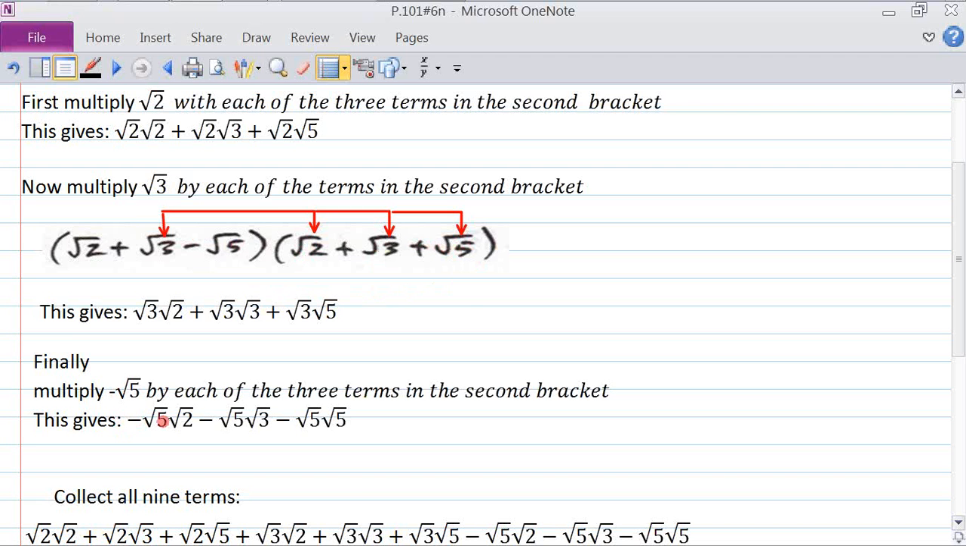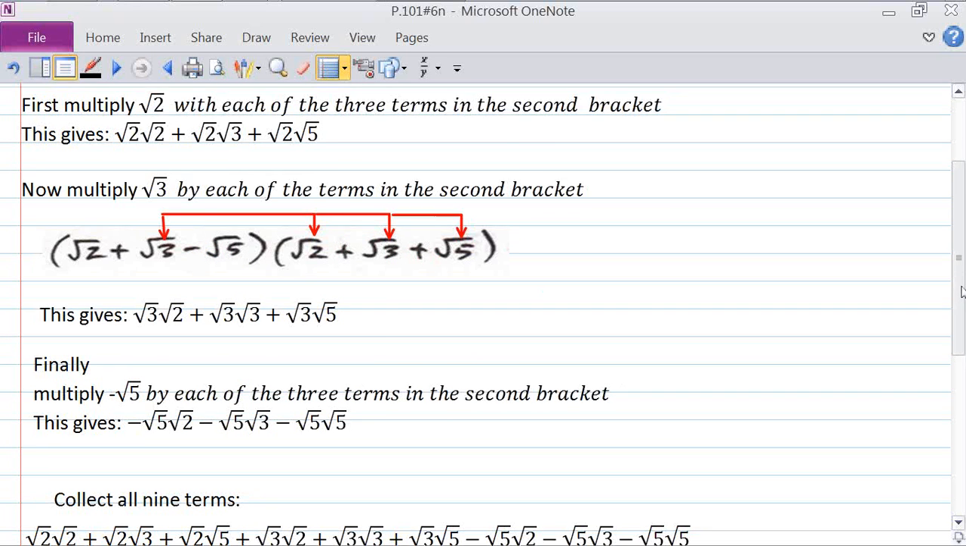So we get minus 5 root 2 minus root 5 minus root 2. We multiply this times this. We get minus 5 minus root 5 times root 2. Then we multiply the minus 5 times this term. We get minus root 5 times root 3. And finally multiply this times this.